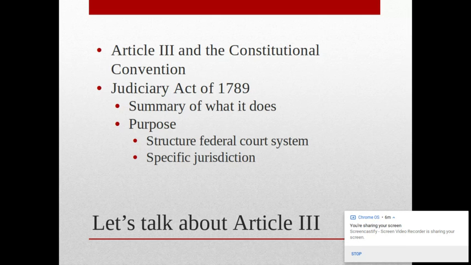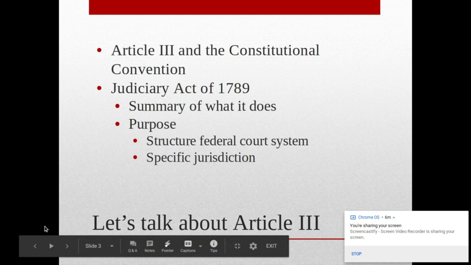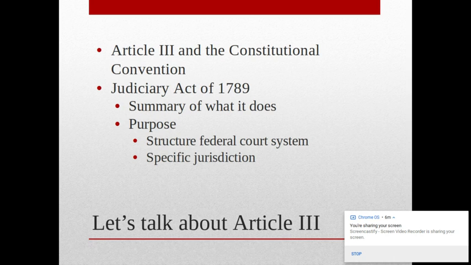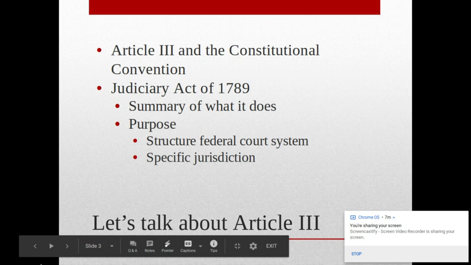In terms of specific jurisdiction, one of the things that the court does is it defines the rules as to which court gets what types of cases. So, for example, it defines the parameters of the authority for each of these kinds of cases and for the Supreme Court. District courts serve as minor trial courts, right? We've talked about this a little bit when we were studying our civil liberties and civil rights.